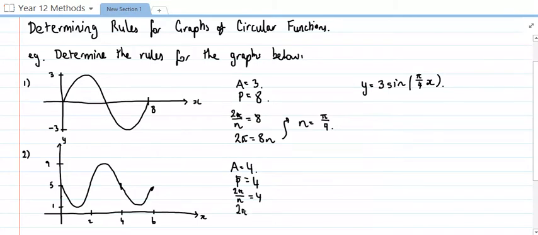Multiplying by n gives 2 pi equals 4n, and then dividing by 4 we get n equals 2 pi over 4, which is just pi over 2. We also have the vertical translation, so I'll just write vt of 5 units up.